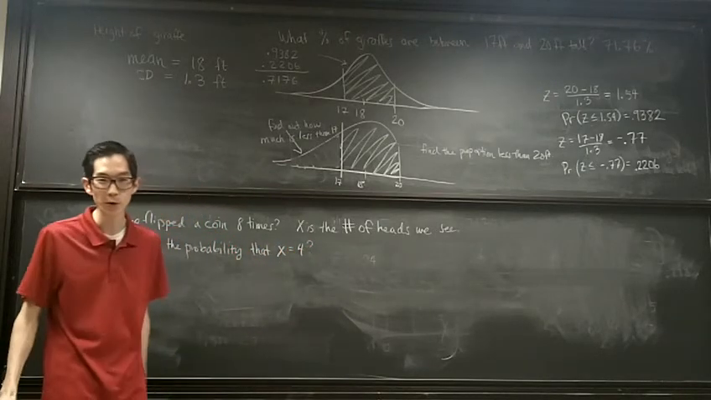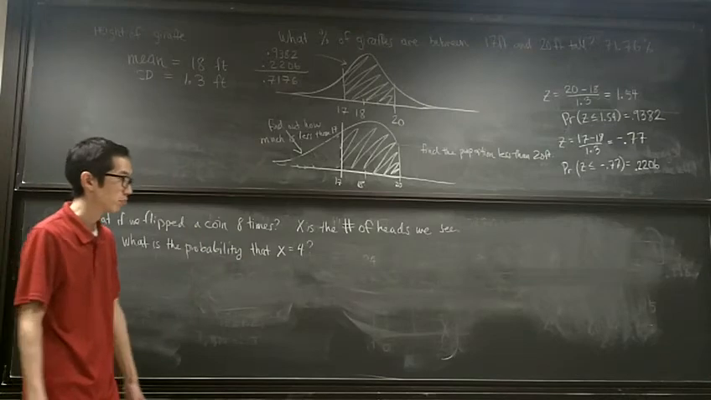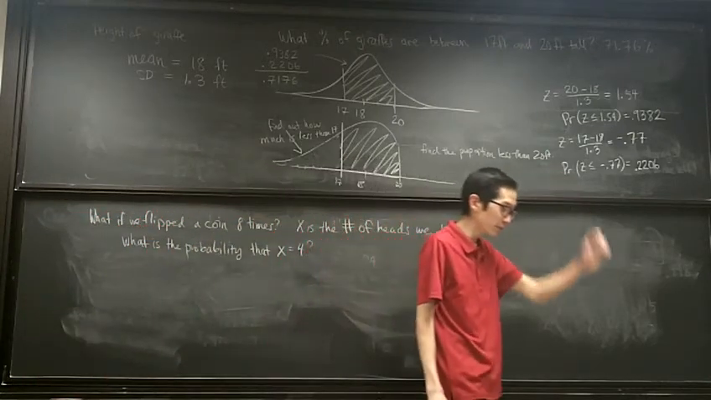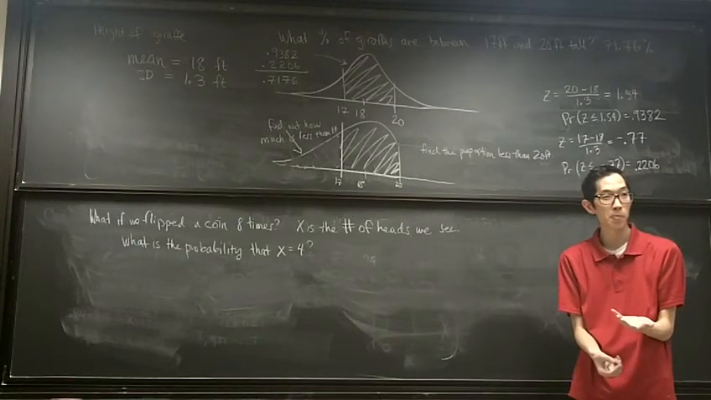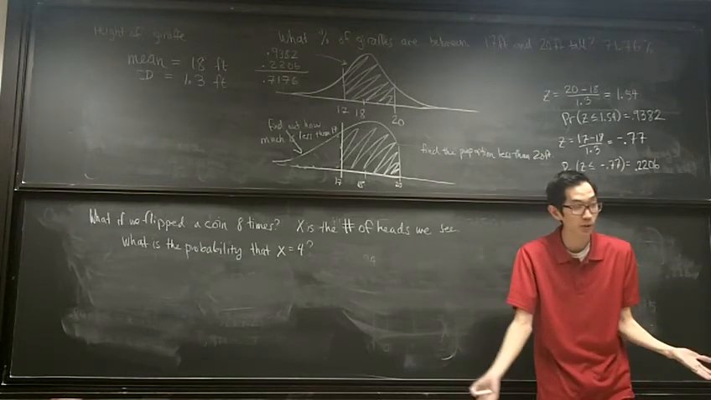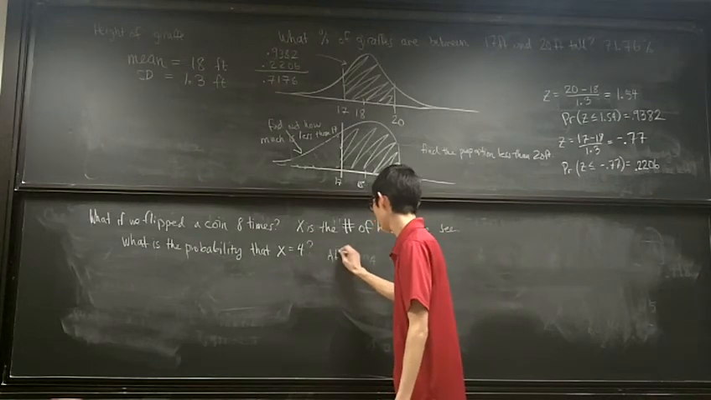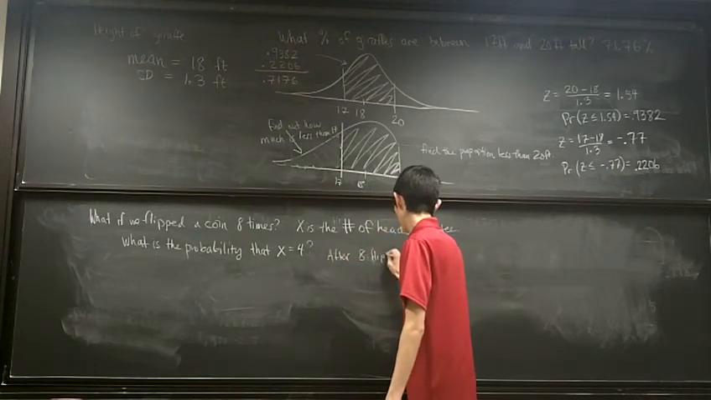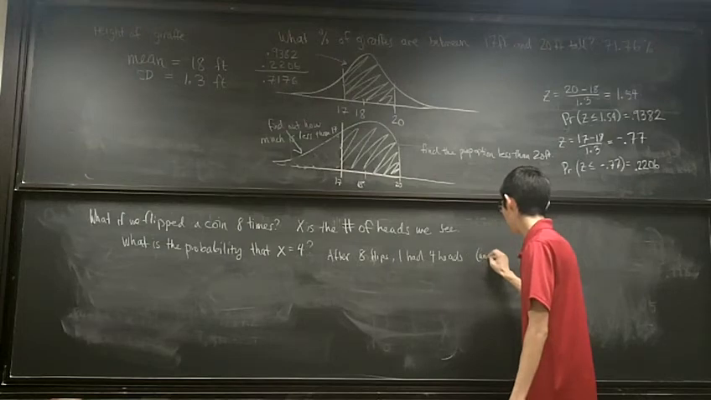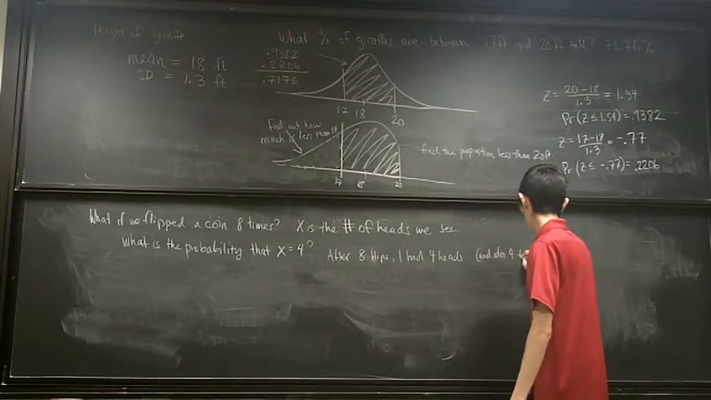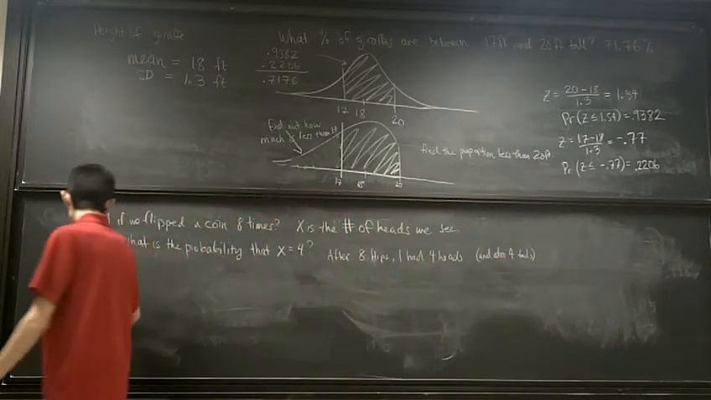What does it mean for x equals 4? It means I flipped the coin 8 times and I saw 4 heads and how many tails? 4 tails. 4 heads and 4 tails, because I flipped the coin 8 times total. So what is the probability that x equals 4? That means after 8 flips, I had 4 heads and also 4 tails. So this is a binomial problem.